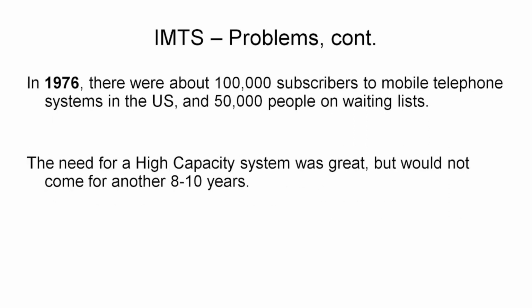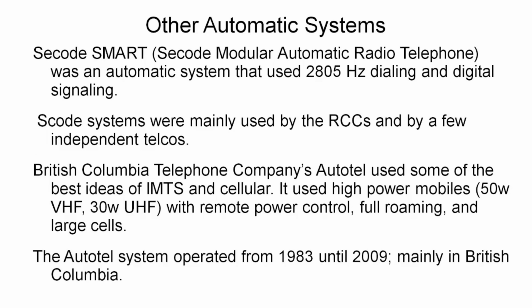In 1976, there were about 100,000 subscribers to mobile telephone services in the United States and 50,000 on waiting lists. The need for a high-capacity system was great, but would not come for another 8 to 10 years. Other automatic systems: C-Code had a system called SMART, C-Code Modular Automatic Radio Telephone, which was an automatic system that used 2805 hertz dialing and digital signaling. The C-Code systems were mainly used by the RCCs and some independent telcos.